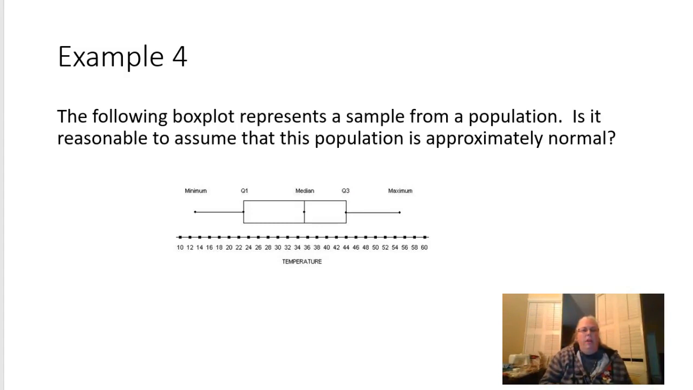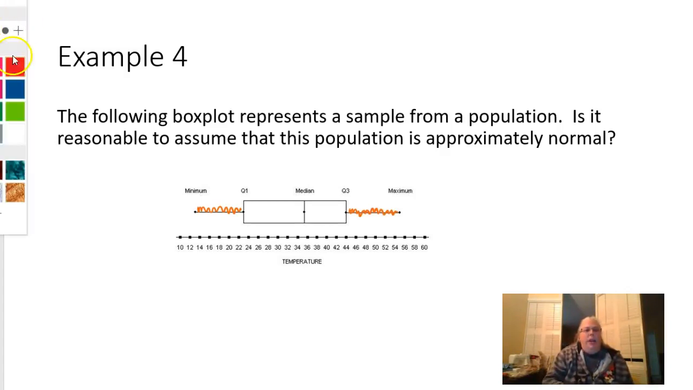Example 4. The following box plot represents a sample from a population. Is it reasonable to assume that this population is approximately normal? Well, this one's going to be a little bit harder to visualize, because if we try to draw the normal curve over the top of it, it's not really going to be much of a help. So we're going to have to visualize this one. What we're looking at is the length of the whiskers. We want them to be about the same size, and these appear to be.